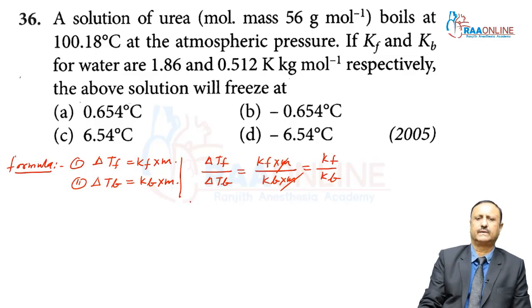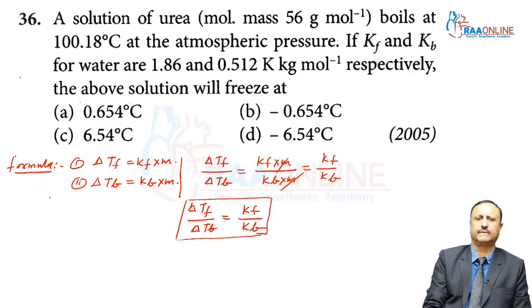Now my dear students, we get the relationship between the two: delta Tf upon delta Tb is equal to Kf upon Kb. You can learn this formula. In this formula, let us see the values and what the question is asking. What is delta Tf, my dear students? Here he is asking for the freezing point of the solution, which means first of all you calculate delta Tf.